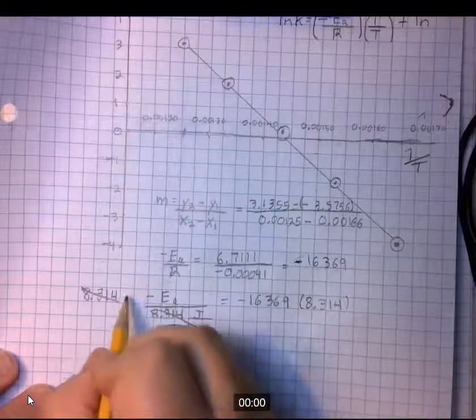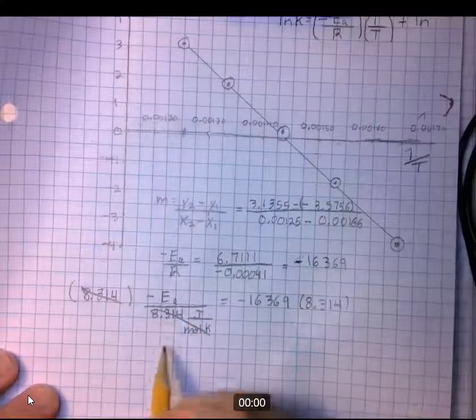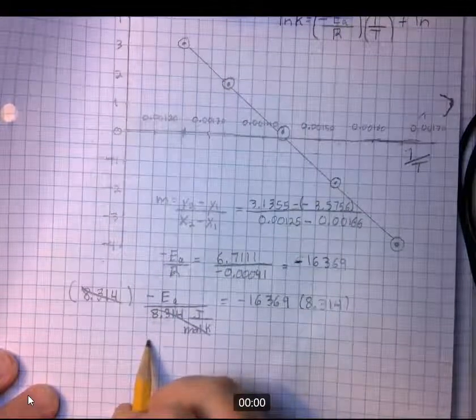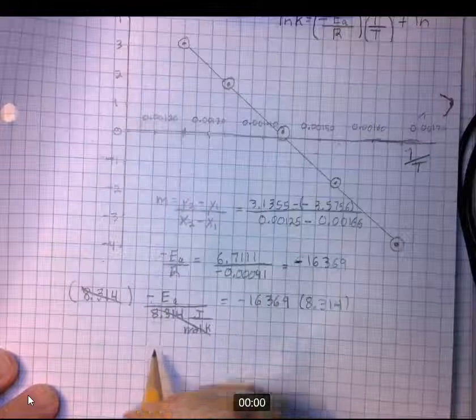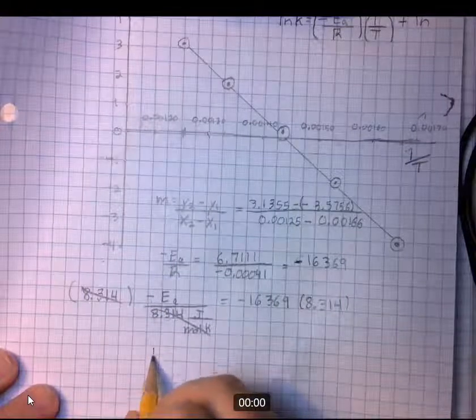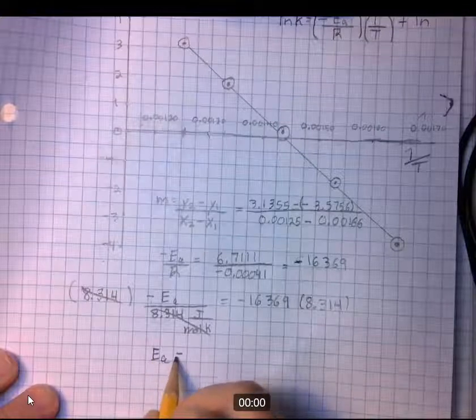And this cancels with that. And you end up with negative EA equals this. And you get rid of the negative signs. I think you can all just do that. Get rid of the negative signs first. And so you end up with EA is going to equal the positive of that number.